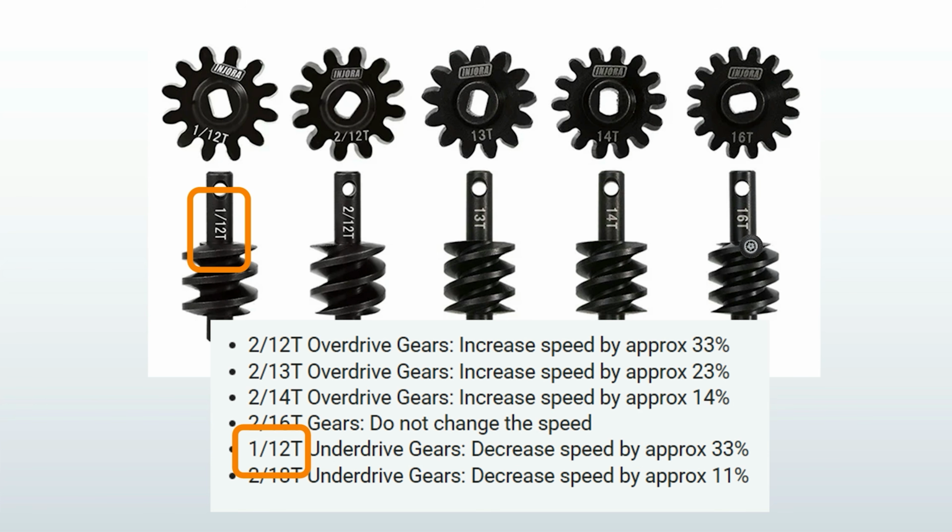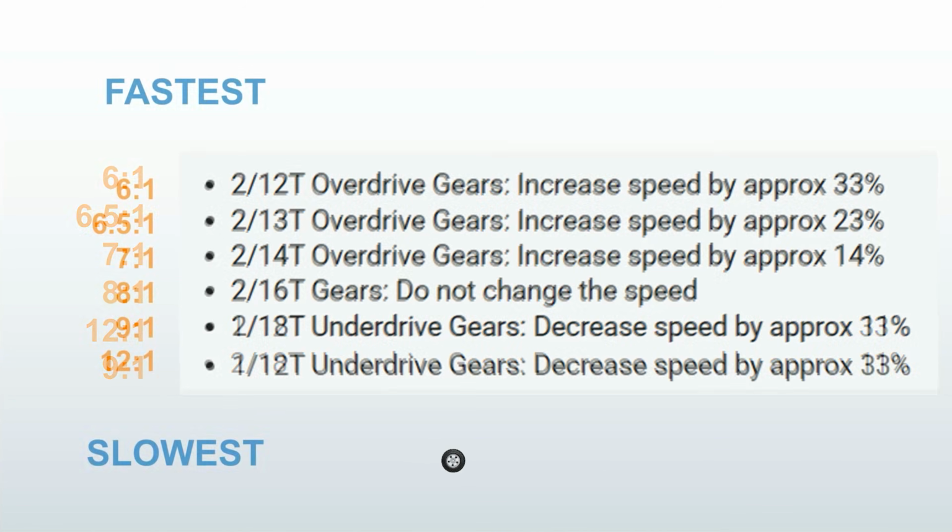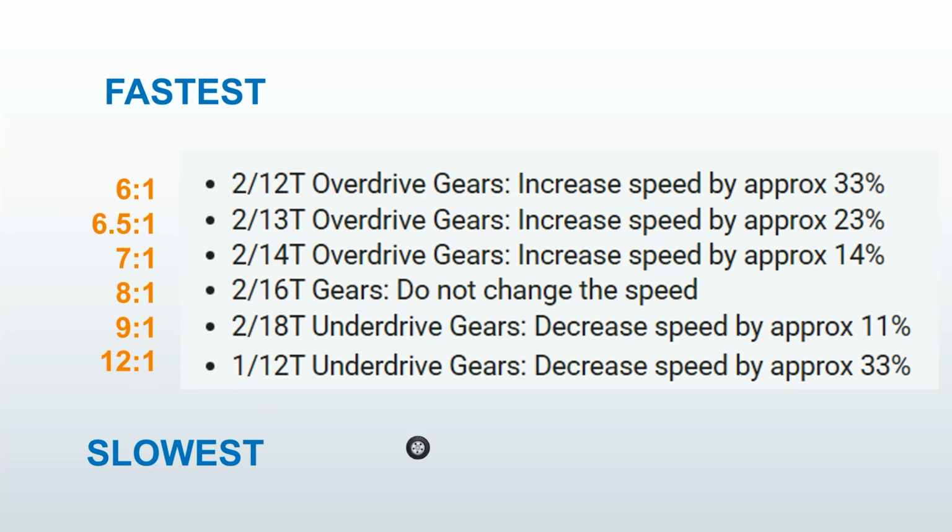An easier way to look at these ratios would be to put the actual reduction ratios. And they didn't put these in ascending order for some reason. This is infuriating. So sloppy. So now I put it in the right order. Fastest is at the top, slowest is at the bottom.